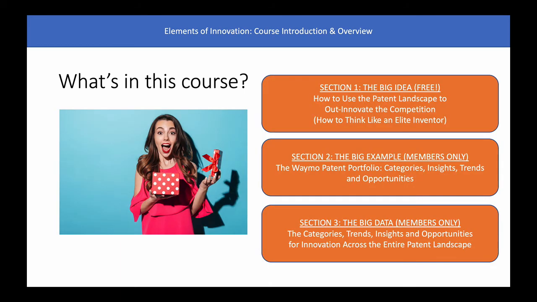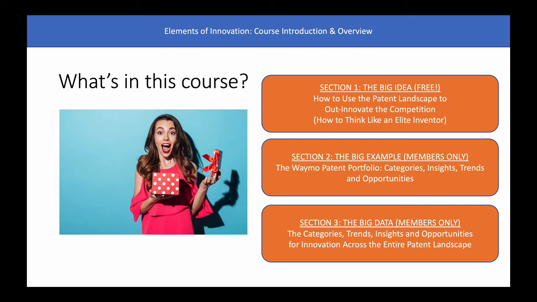What's in this course? It's divided up into 3 separate sections. Section 1 is the big idea, how to use the patent landscape to out-invent the competition. Having worked with many elite inventors across a number of different industries and technologies, and having had to study the patent portfolios of elite inventors of the competitors, I've had to figure out how these people think. And I've put together for the first time a course on what I call the Elite Inventor Crash Course, so you can learn how to think like an elite inventor.